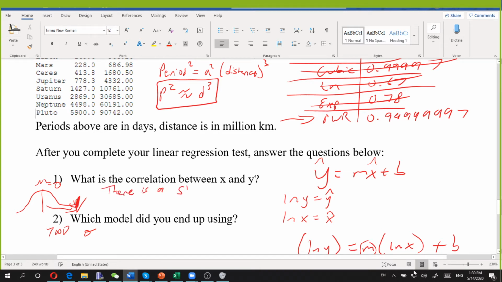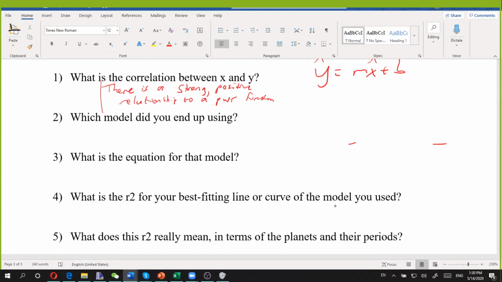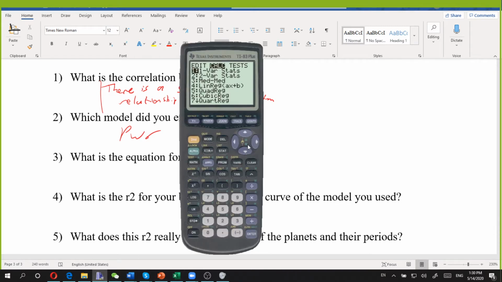There is a strong positive relationship to a power function. A little busy here as far as stuff going on screen, so I'm going to erase some of this. Okay, we used a power model. The equation for that model was here. Okay, I'm going to hit second, calculate a power regression again so I can get our power relationship back on screen.